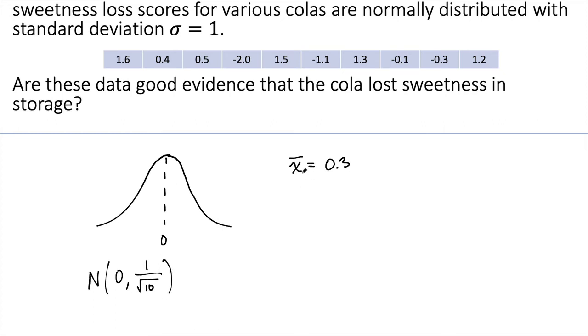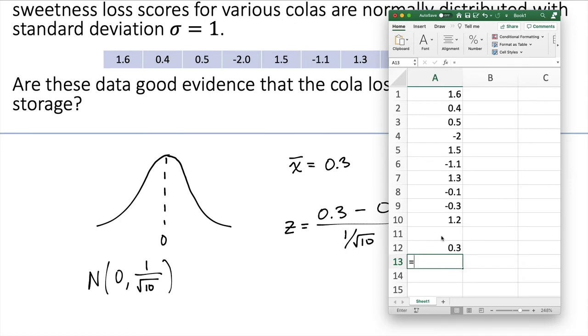So now, we got x bar equals 0.3. The idea is to know how far away from the expected mean this is. We know that for our sampling distribution, our expected mean is 0, and we're going to do this in terms of standard deviations. So we can compute the z-score for this sample mean. It is 0.3 minus the mean of 0, divided by this standard deviation of 1 over the square root of 10. So let's go ahead and compute that.